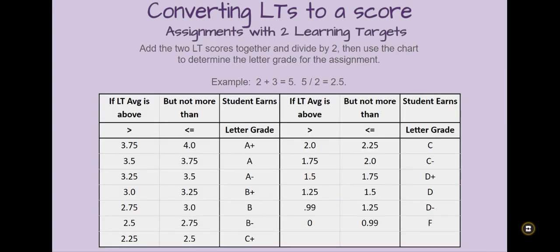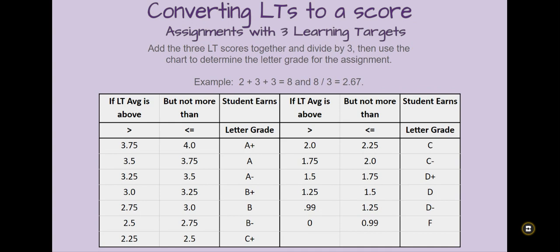Okay, so 2 learning targets. Add the 2 scores together and divide by 2. That's how you do an average. Then use the chart to find the assignment grade. So if the student got a 2 on one learning target and a 3 on the other learning target, that's a total of 5. Divided by 2 comes out to be a 2.5. And a 2.5 is one of those numbers that appears in this column. So a 2.5 would be a C+. That's what the student would receive on this assignment.